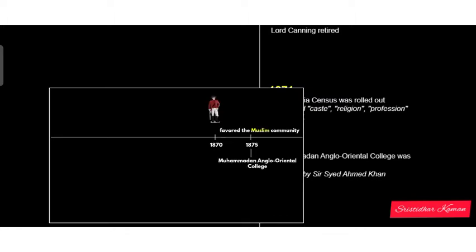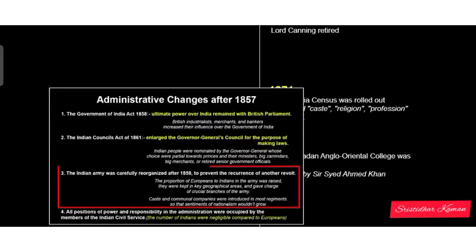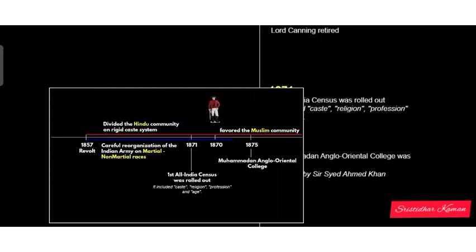So after 1870, the British started favoring the Muslim community, and after the 1857 revolt, the British divided the Hindu community on the basis of rigid caste system, which is evident from the 1871 census, and restructuring of the Indian army on the basis of martial and non-martial races. So all of this together made the Indians aware of the British intentions. The British were clearly exercising control over the resources of India and the lives of its people.